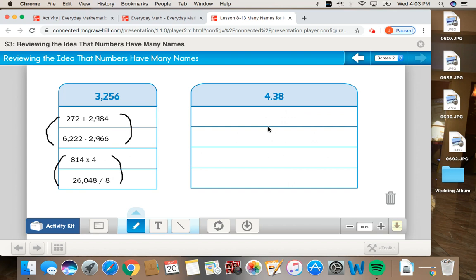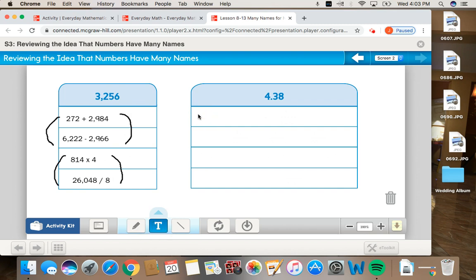All right, so let's see. Now for the next one, we have our decimal number. My decimal number is 4 and 38 hundredths. Remember, it's not 4.38. So I can write another name for this, and I can even write using words.